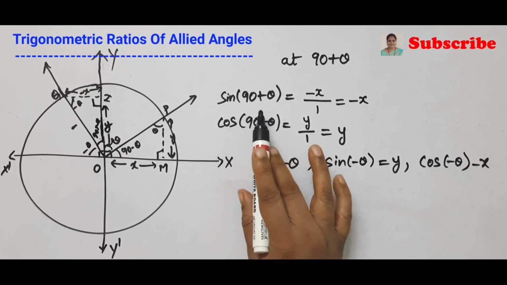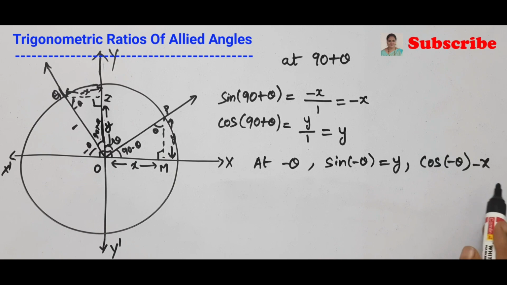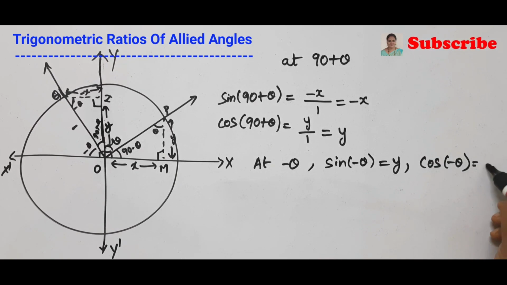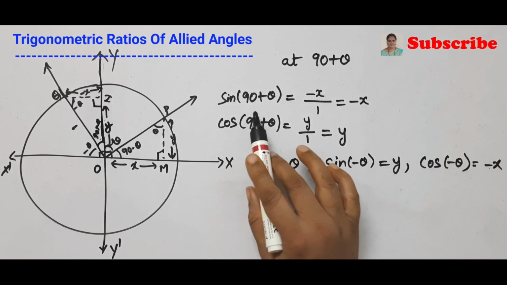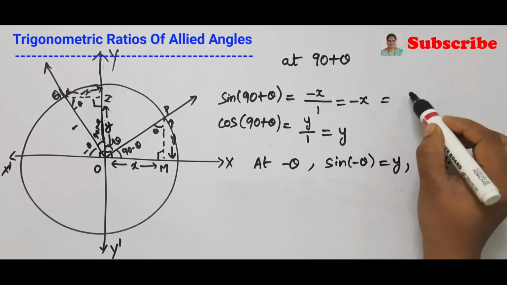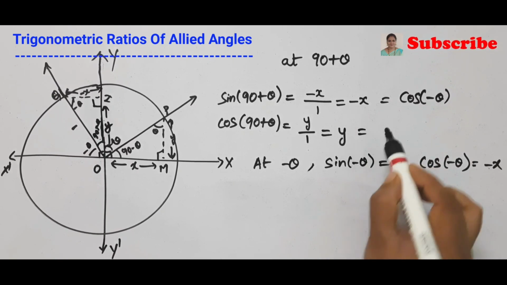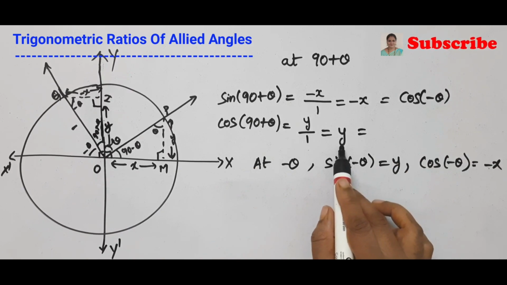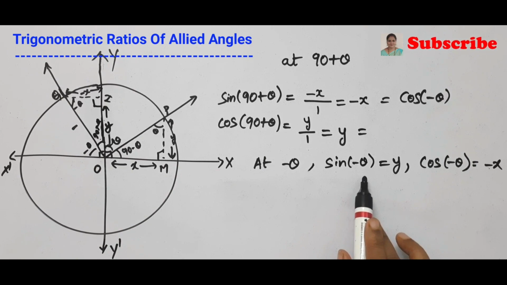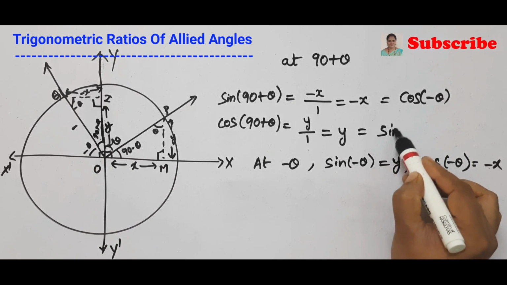So sin(90 + θ), we got it as -x. Using the same triangle, we got cos(-θ) is equal to -x, is it not? So sin(90 + θ) is equal to cos(-θ). Cos(90 + θ), we got it as y. Y is nothing but, using this triangle, sin(-θ). So this is equal to sin(-θ).